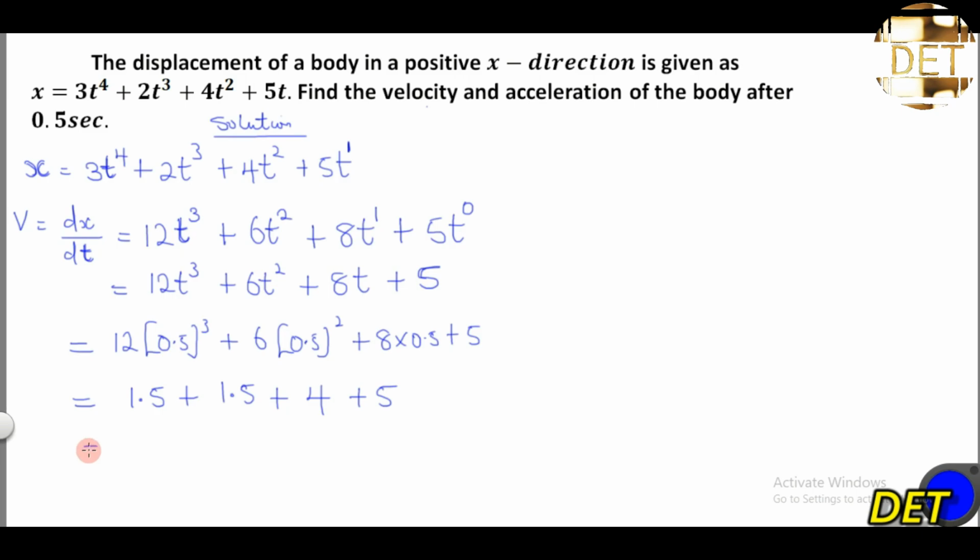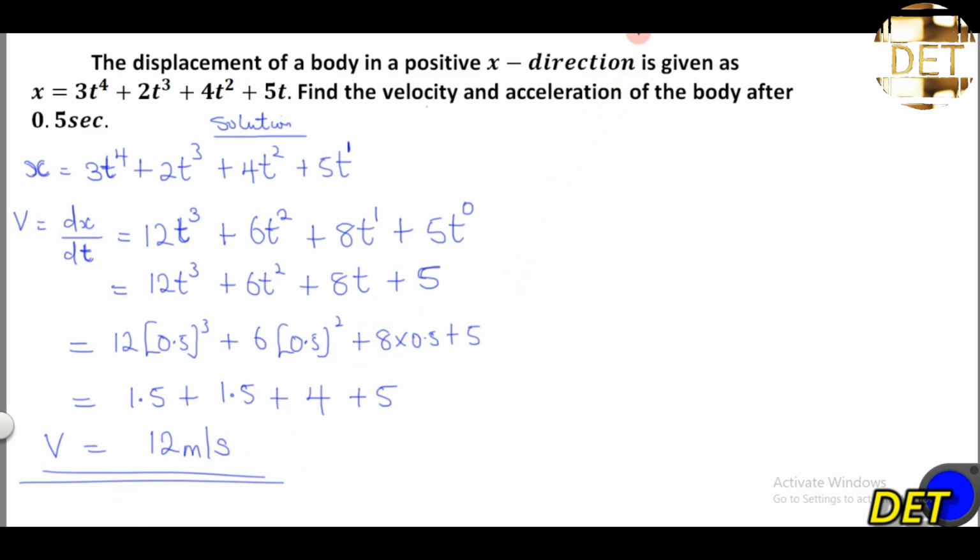5. So this will be equal to 1.5 plus 1.5 will give us 3. 3 plus 4 will give us 7. 7 plus 5 will give us 12, right? So that will be 12 meters per second. So our velocity is equal to 12 meters per second, right?